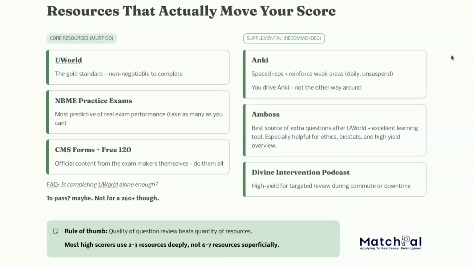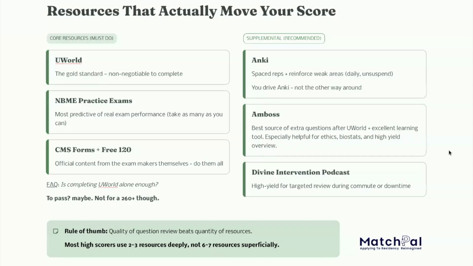And if anyone here is commuting a lot, if you're driving to the hospital or you have other things you're doing, I think the Divine Intervention Podcast, that guy was great. I used him throughout my whole Step 2, like throughout all of MS3. Anytime I was going to the hospital, anytime I was doing anything, I had Divine on in the car. Honestly, that guy's great, super highly recommend. It's a free resource on Spotify, and it's a great way to add learning to parts of your life where you may not have been learning.